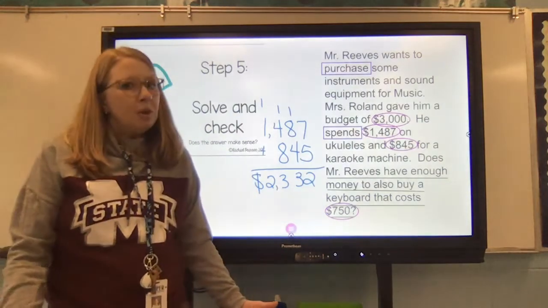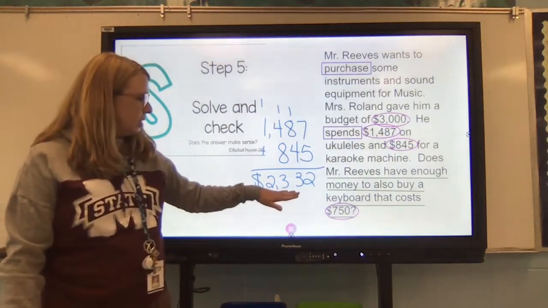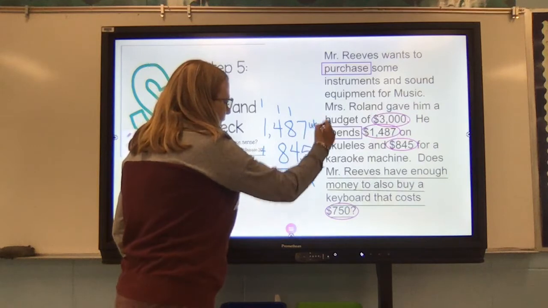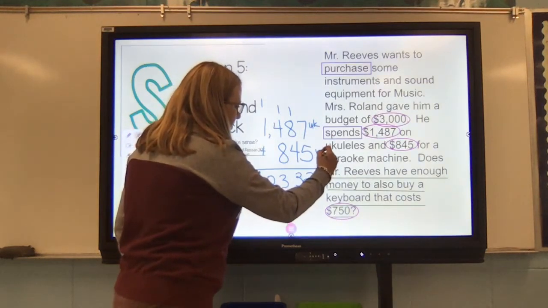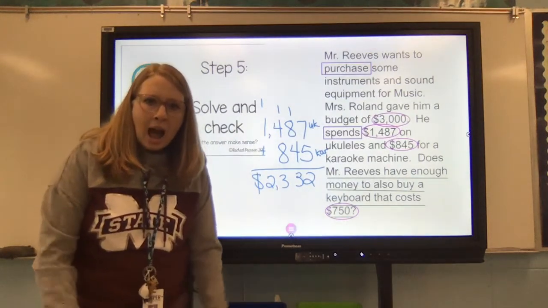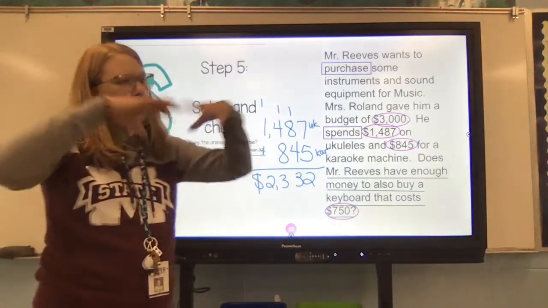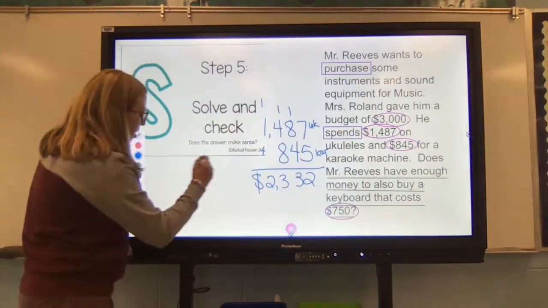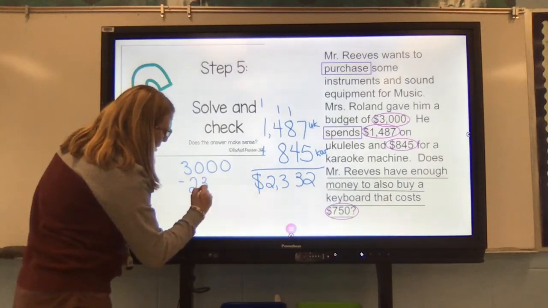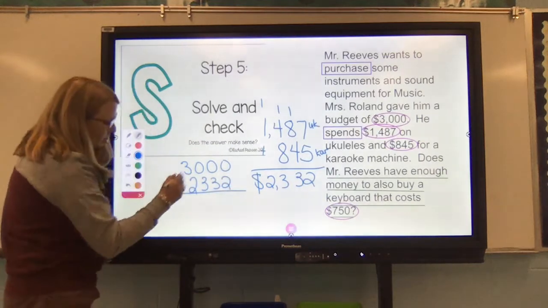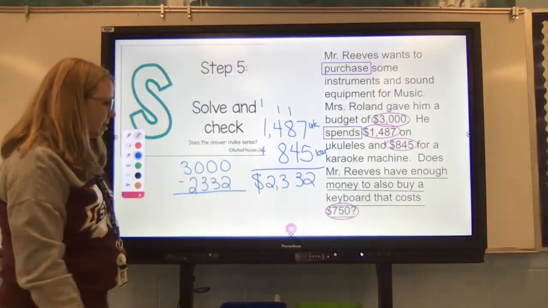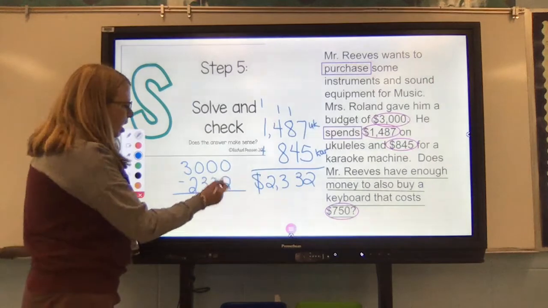So I've got to do another step. This $2,332, that's the total amount he spent for the ukulele and the karaoke machine. So that's the total of those two. So now I've got to do something else, guys. I've got to see if of my total $3,000, how much have I spent? Well, let's come over here and I'm going to subtract 2,332 from 3,000. And what my answer is going to tell me is if I have enough money left to buy that keyboard that's $750. All right.